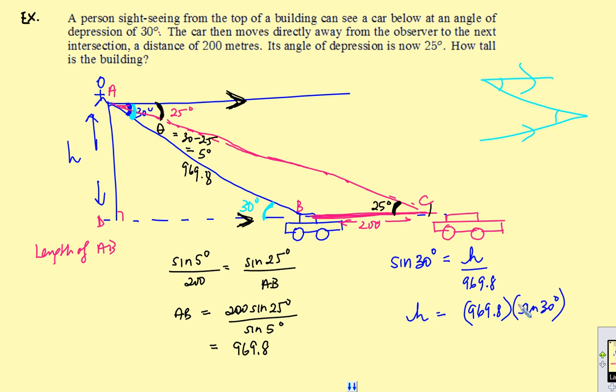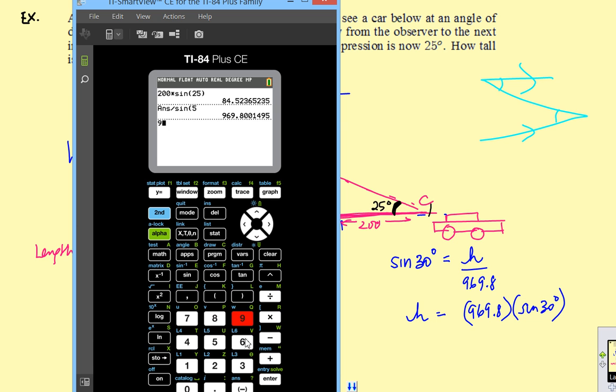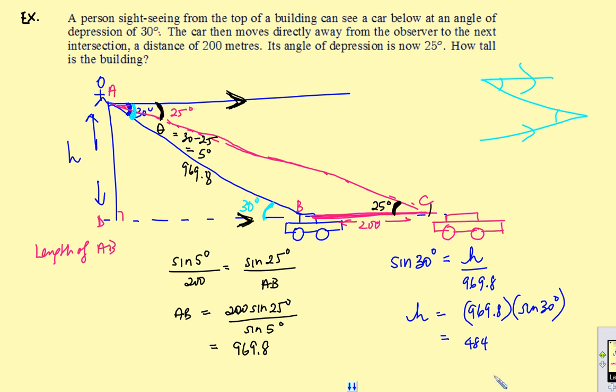So when I work that out, I will get 969.8 times the sine of 30, close the parentheses, enter, and it'll go to the height of approximately 484 meters. And that's the end of that problem.